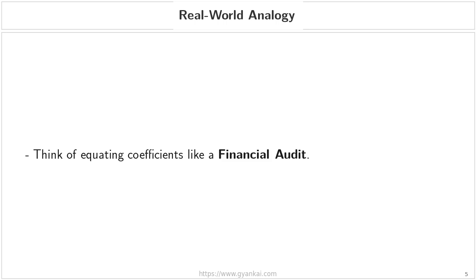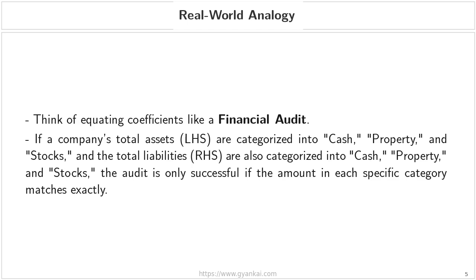Real-world analogy. Think of equating coefficients like a financial audit. Now imagine a company preparing its financial statements. Their total assets, everything the company owns, are categorized, let's say into cash, property, and stocks. On the other side, they have total liabilities, everything the company owes, also categorized into cash, property, and stocks. The audit is only considered successful, and the books are considered balanced, if the amount in each specific category matches exactly. So, the total cash assets must equal the total cash liabilities, the total property assets must equal the total property liabilities, and so on.